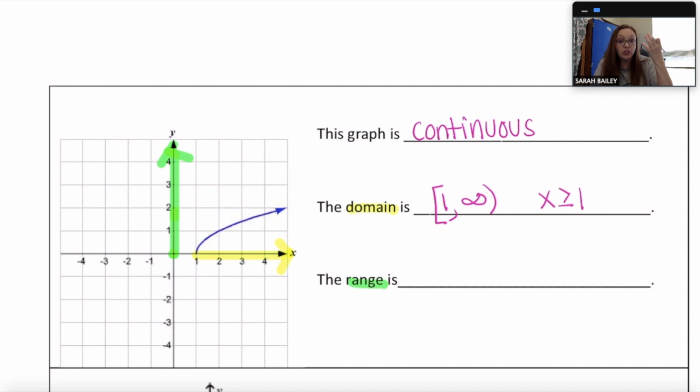So my range, the smallest value I have is 0, and then this is going to keep on going forever, so into infinity. Is 0 an actual point? Yes, so I'm going to have the bracket. And then, like I said a minute ago, anytime you're dealing with infinity, you're going to have the parentheses around that. Okay, so how do I write this using that inequality symbol? So we're saying the range, or the y values, can be any value greater than or equal to 0. Okay, let's do one more.